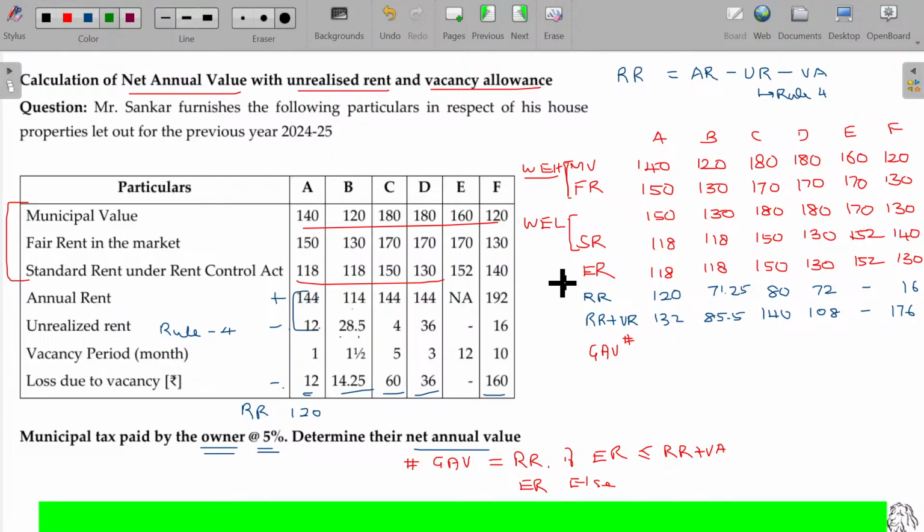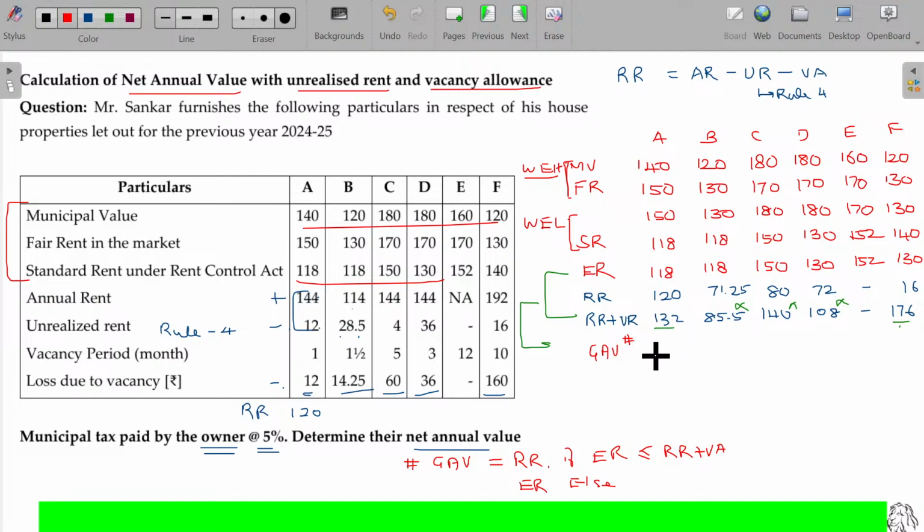So I am cross verifying with these two numbers. Here, in this case, it's genuine. Here, not genuine, because RR plus VR is less than ER. 108, not genuine case. 176, genuine case. Only these two cases are genuine. In case of genuine, what you declare, we never bother. That declared value will be your income. What is your declared value? Rent received will be the value.